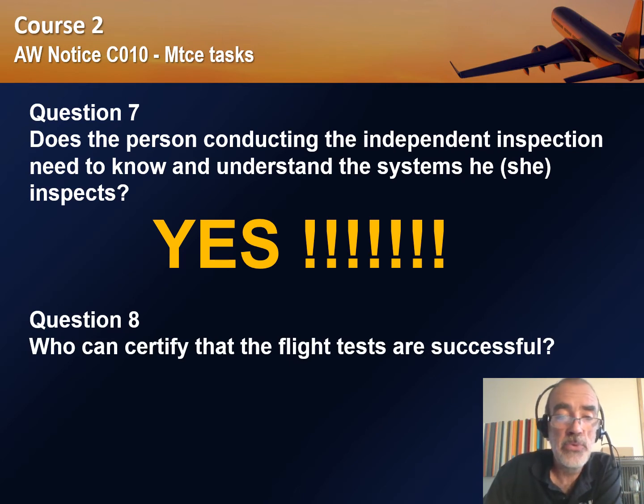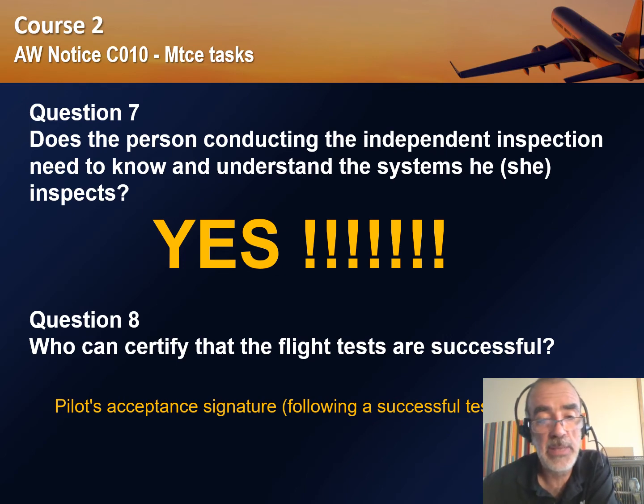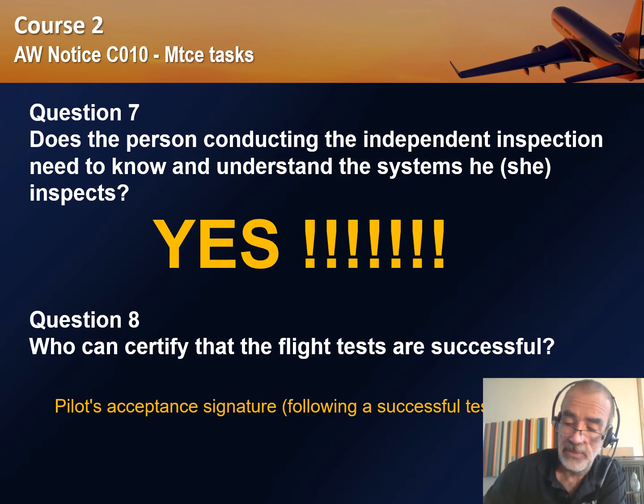Question 8. Who can certify that the flight tests are successful? So now we're talking about flight test. The only person really who is qualified to do that would be the pilot. Okay, so pilot acceptance signature following a successful test. Now, you do maintenance on flight controls. This guy takes the aircraft for a spin. You better make sure that everything is correct, otherwise it might not return to tell you, okay?